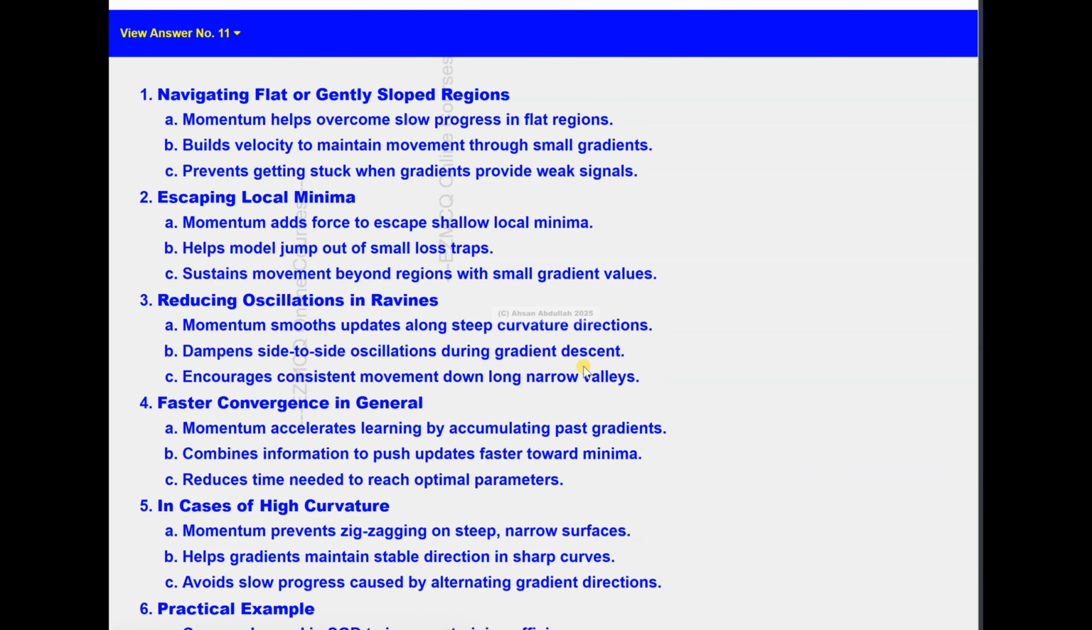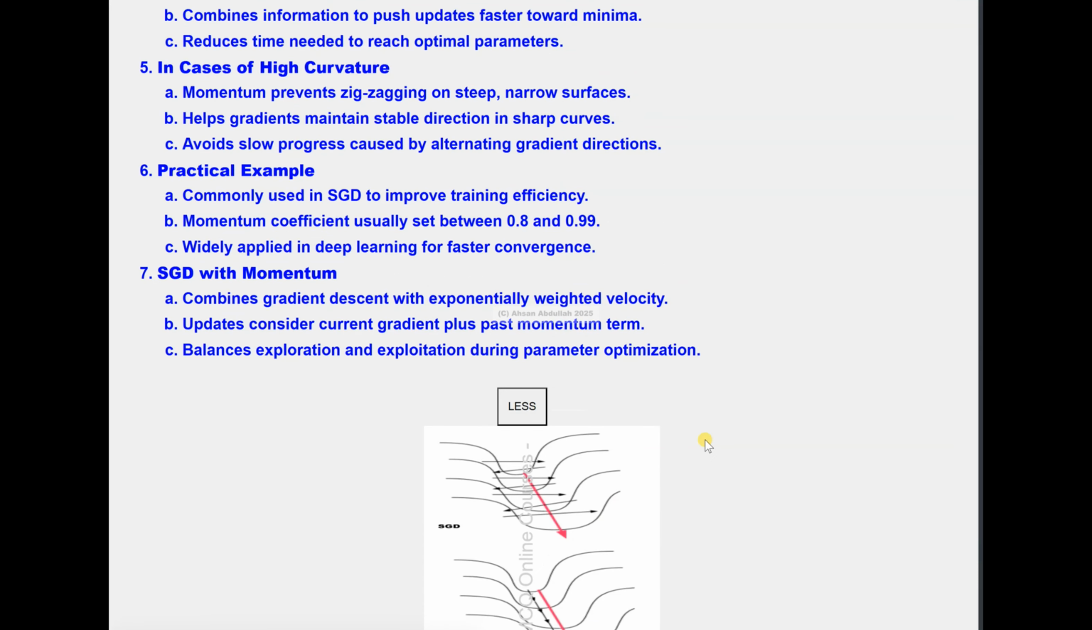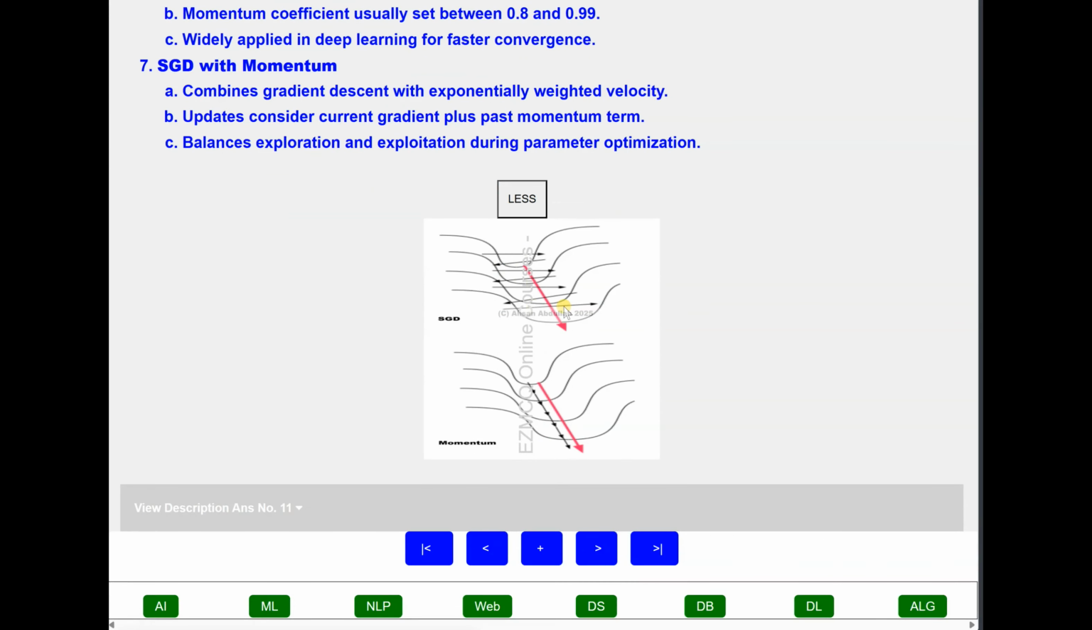So what momentum does is it accelerates the learning in loss surfaces that have long and narrow valleys, where gradients oscillate in steep directions. So the gradient is oscillating here and changes slowly in flat ones. This is also effective in flat or gently sloped regions where the gradients are small. So what is the outcome? It helps the optimizer maintain progress instead of stalling.